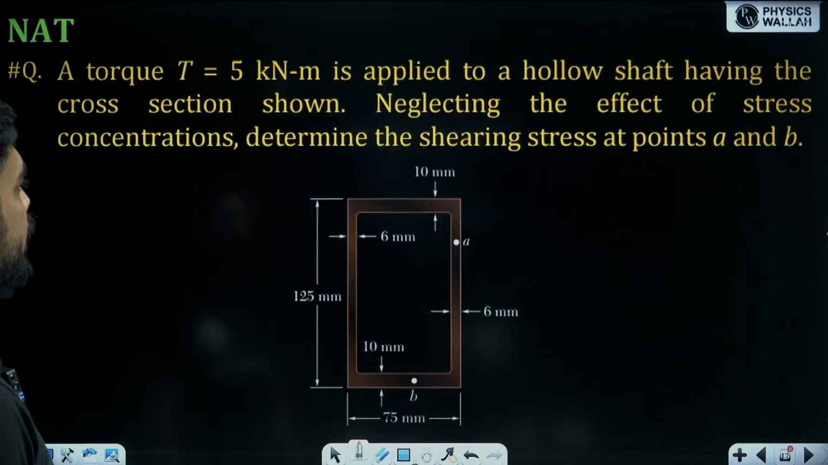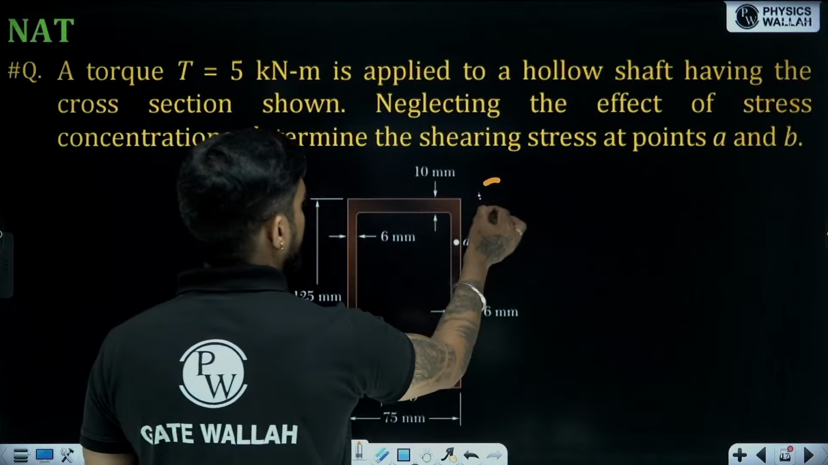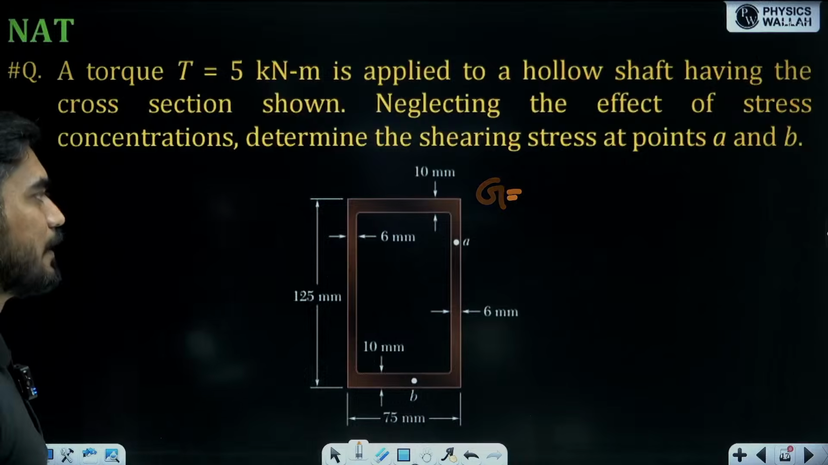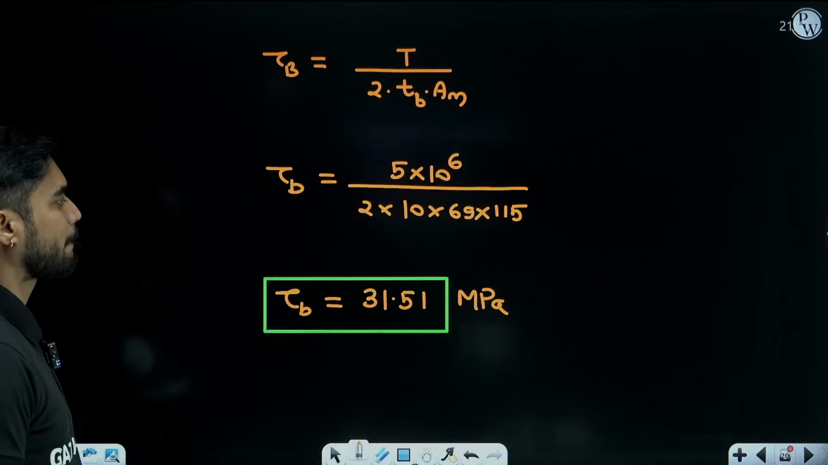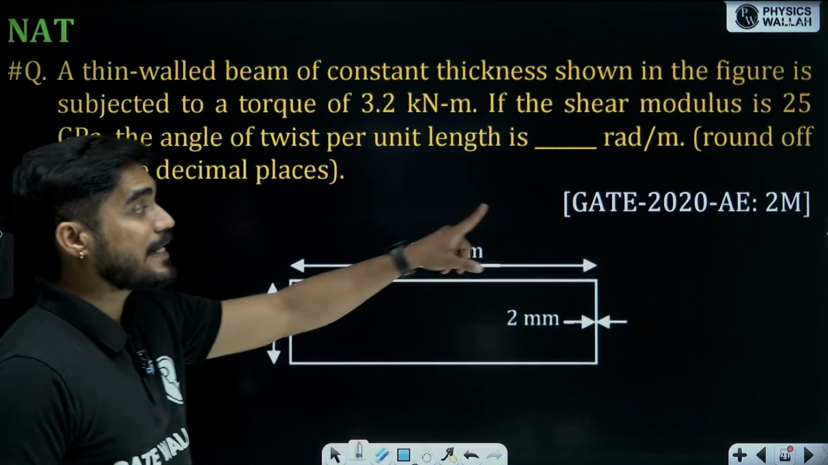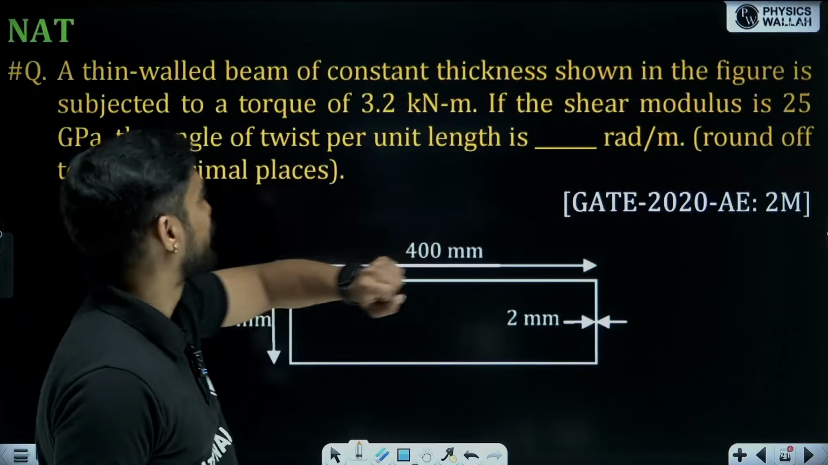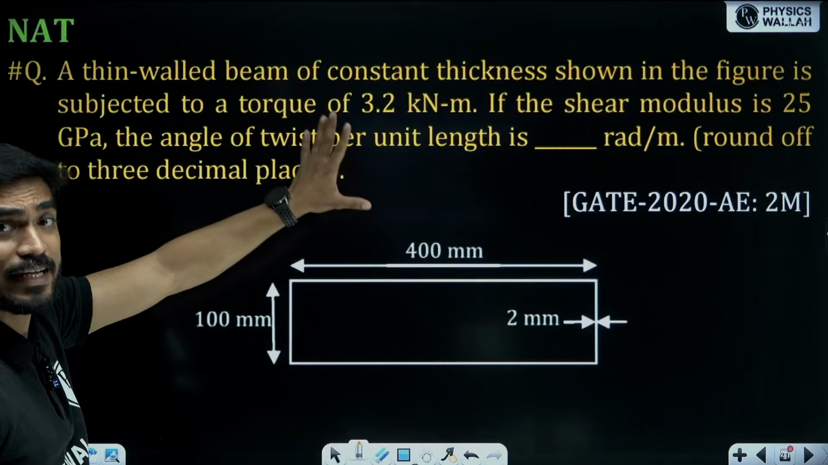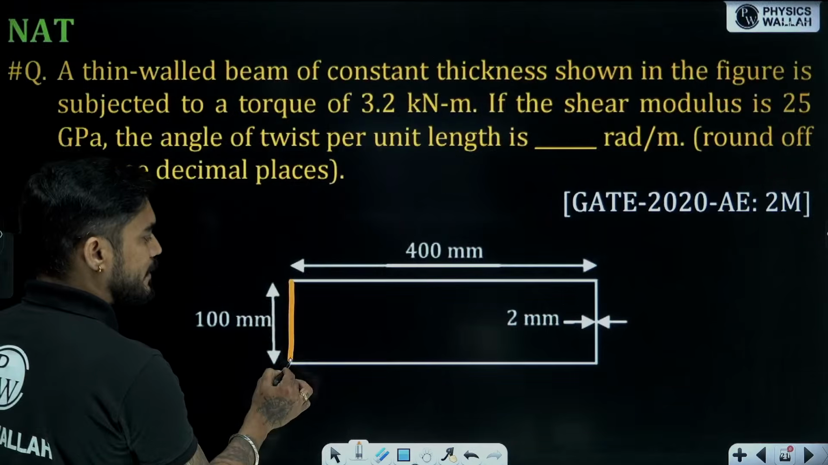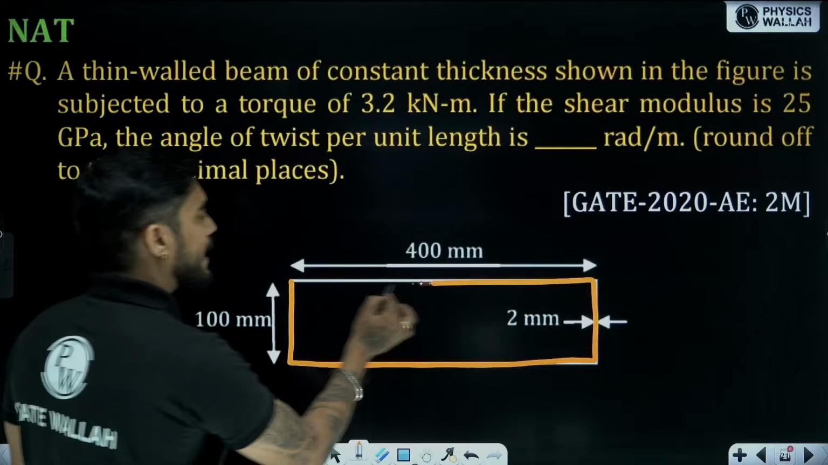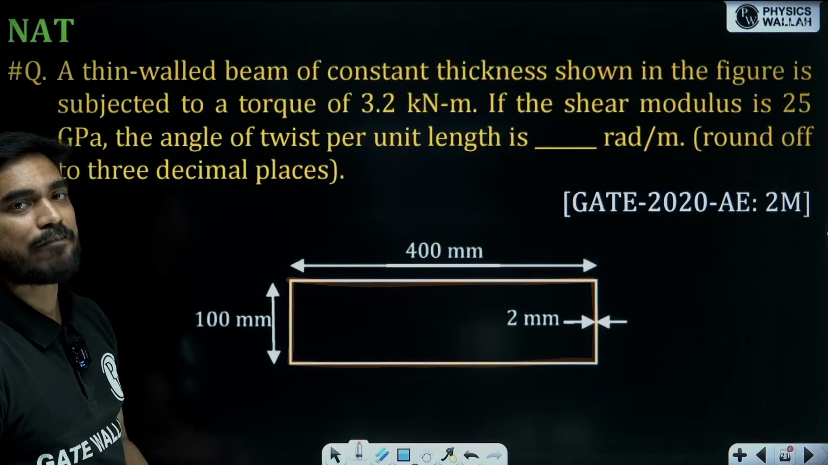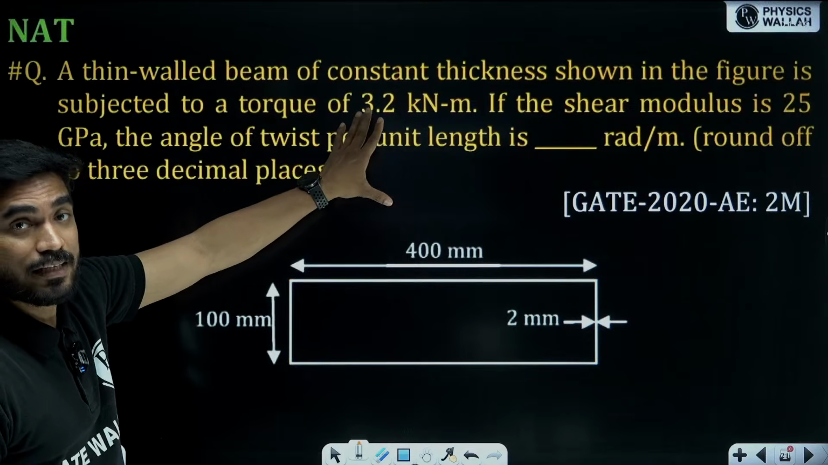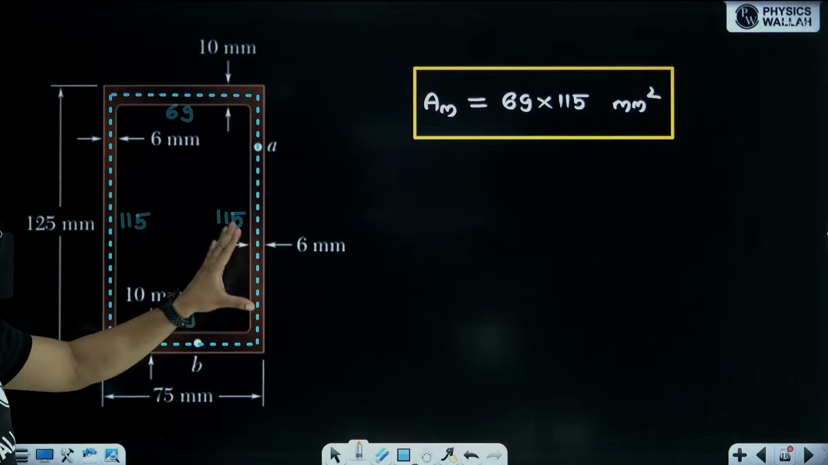The G value is not given in this problem. Let's solve another problem. Maybe there we will get to calculate the angle of twist theta. Okay, chalo. The next problem is from GATE 2020. A thin walled beam of constant thickness is shown in the figure. See, here they have directly given you the center line. If this kind of diagram is given, it means they have given you the center line and the thickness is constant.